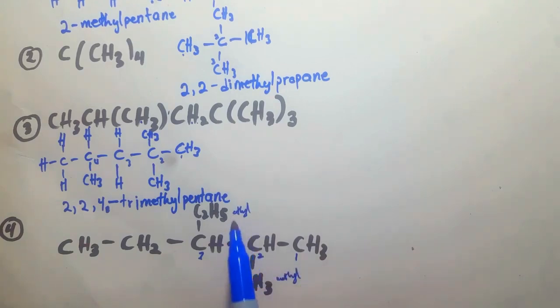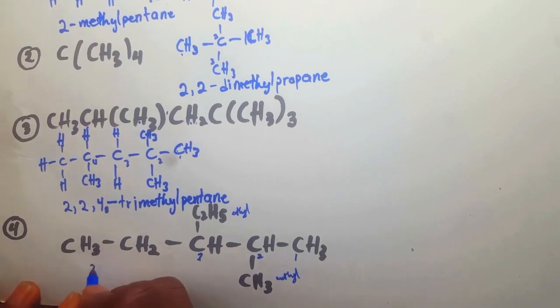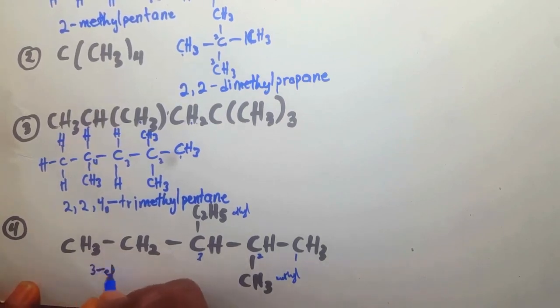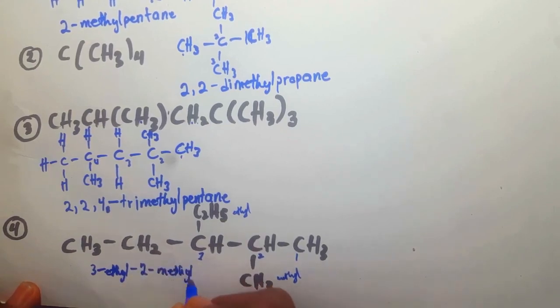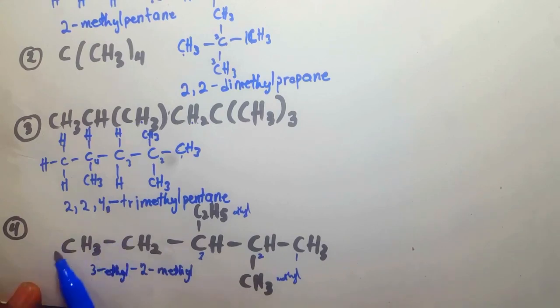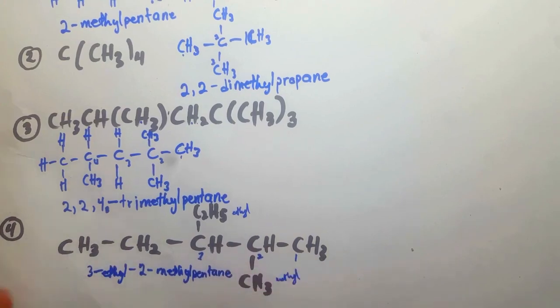Now, since they are different, you name them in alphabetical order. So E comes before M. E comes before M. So the ethyl is on the third carbon. So the name is going to be 3-ethyl, 2-methyl. Now let's find the longest carbon chain. 1, 2, 3, 4, 5. 3-ethyl-2-methylpentane. Pentane because only single bonds. Pentane.